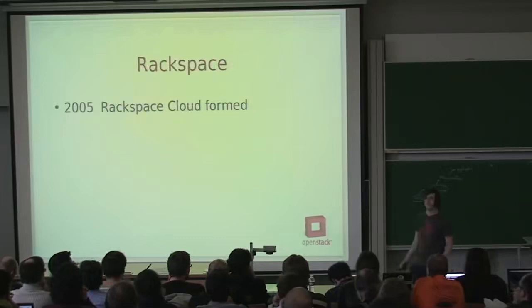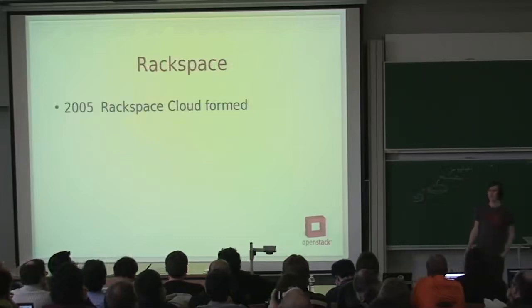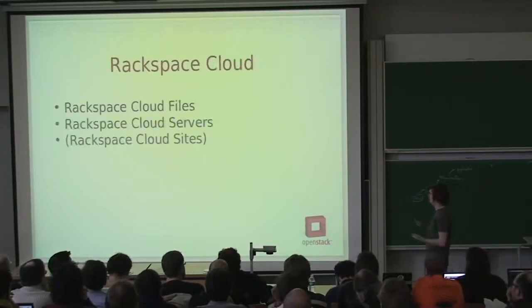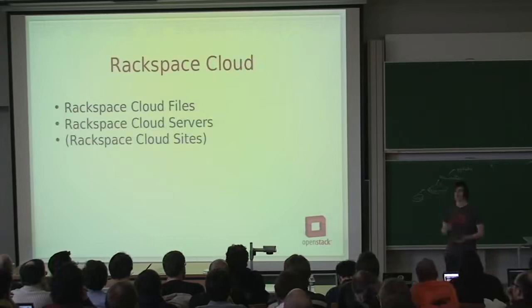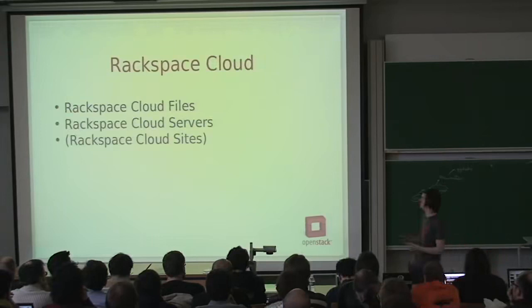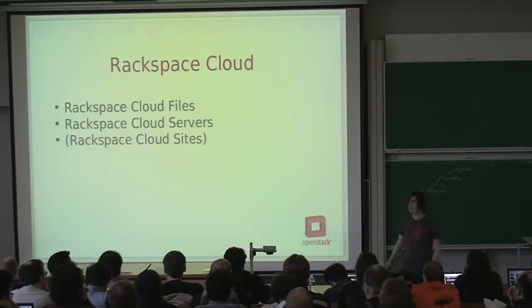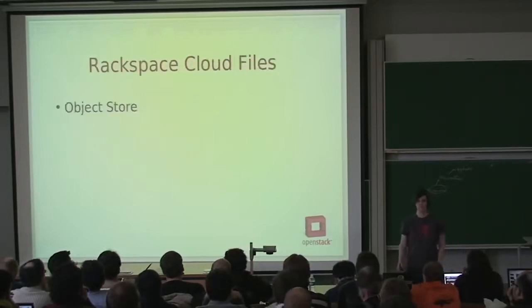Rackspace got into the infrastructure as a service business back in 2005. There were and are two major components to the Rackspace Cloud, the infrastructure part anyway. There's the Rackspace Cloud Files, and there's Rackspace Cloud Servers. They also have something called Cloud Sites, but that's a completely different story. I'll only be dealing with the two others. So first of all, this Rackspace Cloud Files.